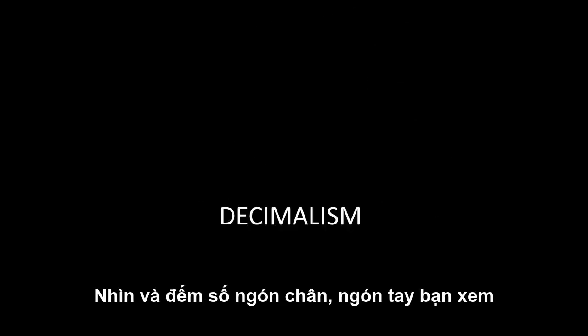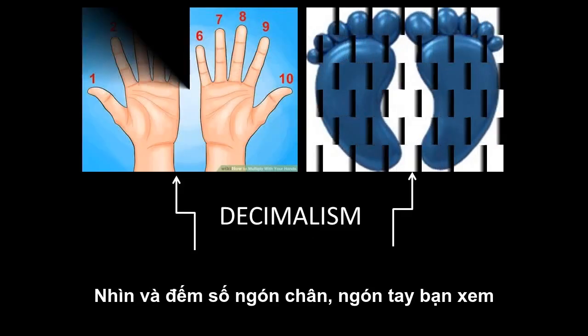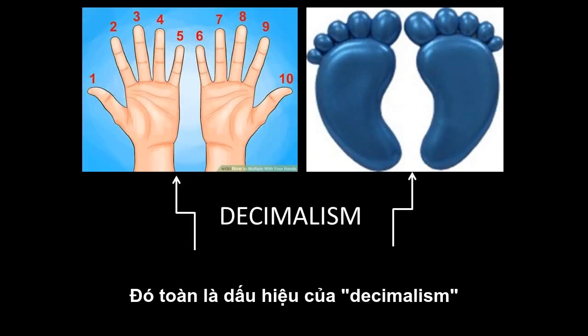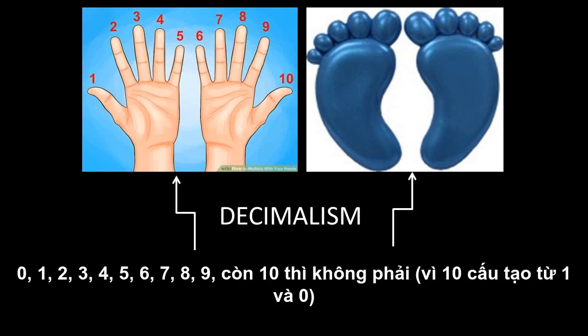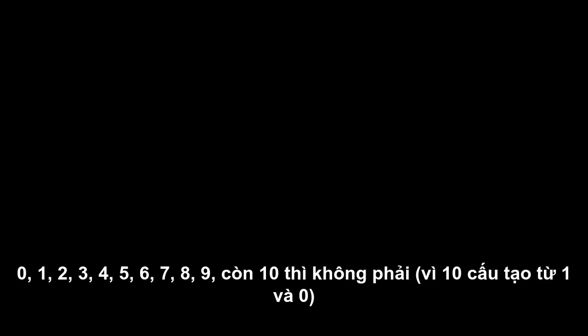Have you ever heard of decimalism? Live with your fingers, live with your toes, count them. That's all the signs of decimalism. Well, decimalism, or the decimal system for the simpler version, is a universe that is built up from nine numbers: 0, 1, 2, 3, 4, 5, 6, 7, 8, 9. Not 10, because 10 is composed of 0 and 1.